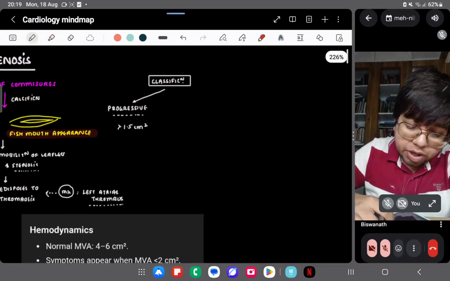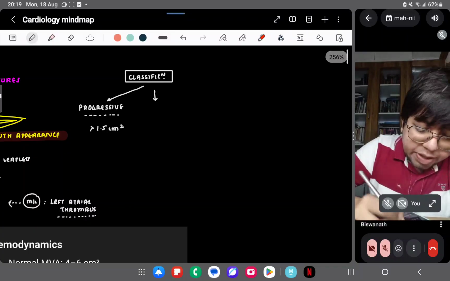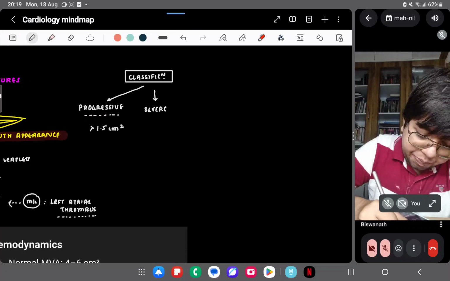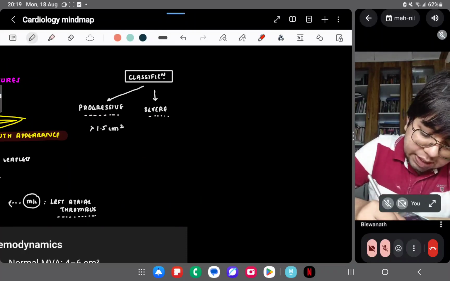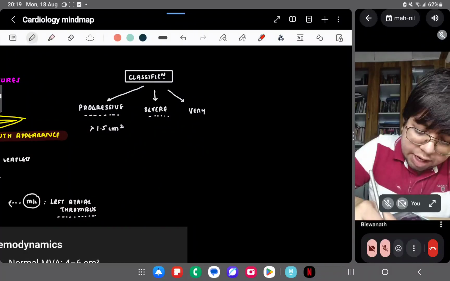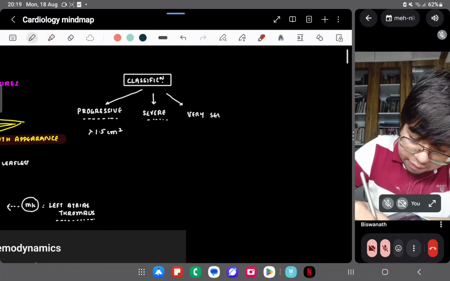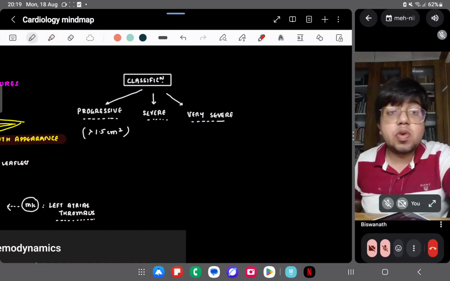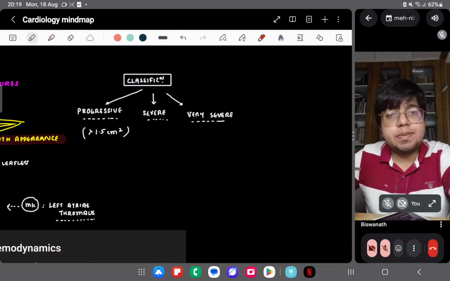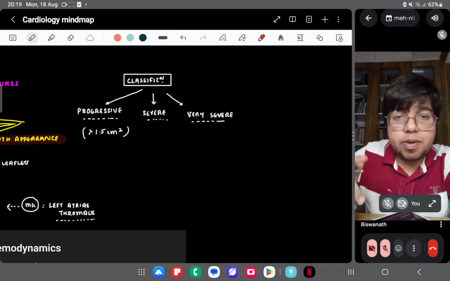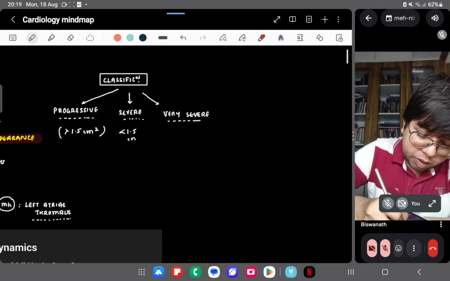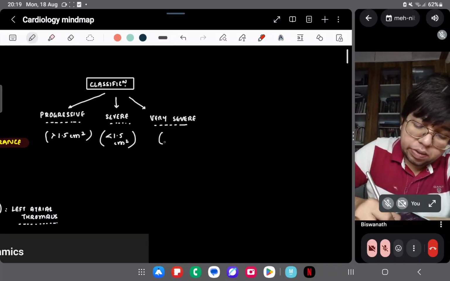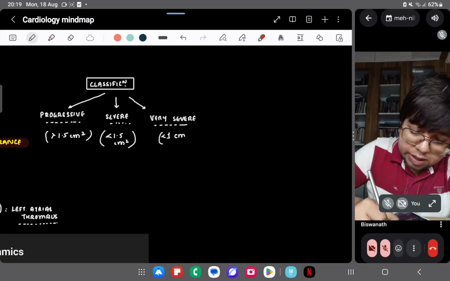Okay. So progressive, more than 1.5 centimeters square. We can have a severe form and a very severe form: progressive MS, severe MS, and a very severe MS. So progressive is more than 1.5 centimeters square. This severe form, symptomatic or asymptomatic, doesn't matter, is less than 1.5 centimeters square. And this very severe is less than 1 centimeter square.